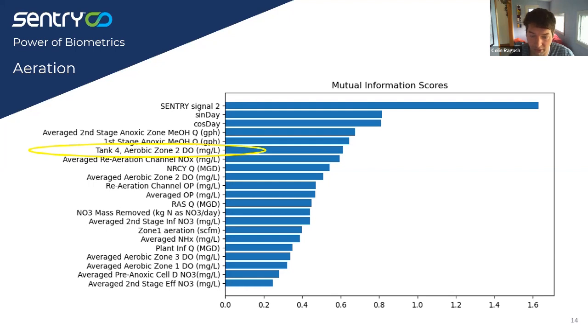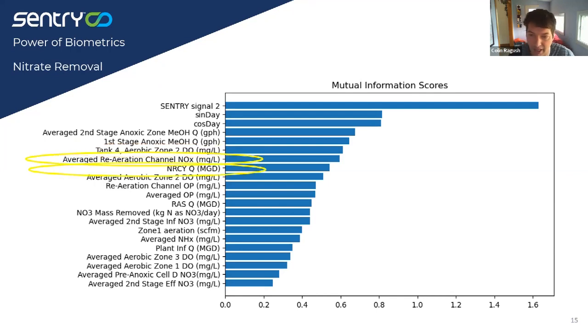But getting on to what processes it helps us understand, the first one is aeration. So tank 4 aerobic zone 2 is near the end of the plant, and we see quite a high mutual information, and anything I find over 0.5 is a pretty good relationship. So we should be able to use our sensor to help us predict and project dissolved oxygen, which allows us to understand aeration.